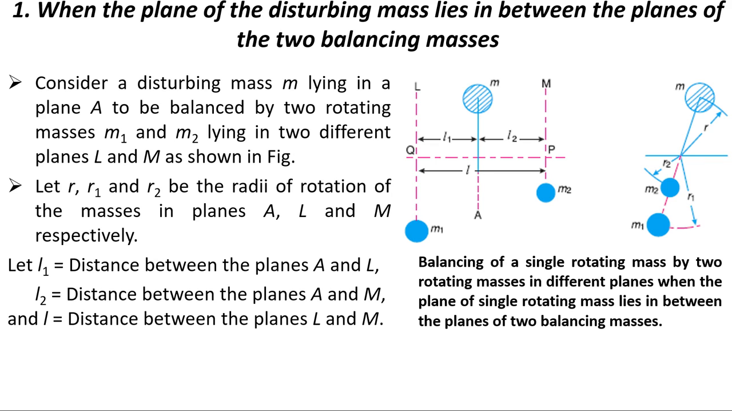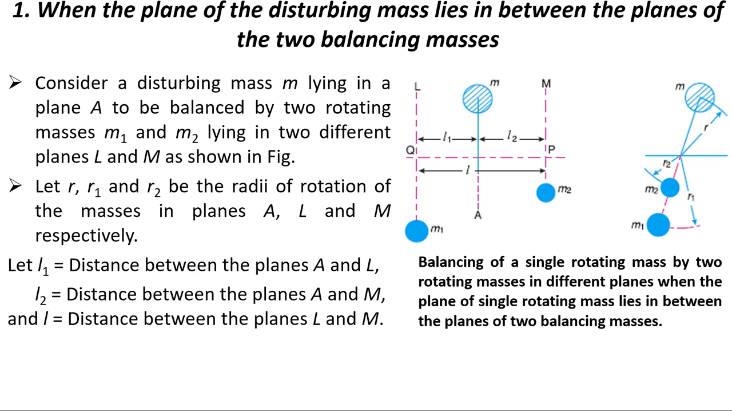First case, when the plane of the disturbing mass lies in between the planes of the two balancing masses. You can see in the figure there is a disturbing mass m at the center, the shaded portion, the ball with hatched lines. That is given by plane A, the center, and this is to be balanced by two rotating masses, m1 and m2, which are in different planes.